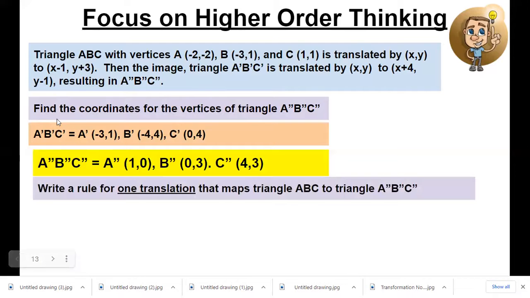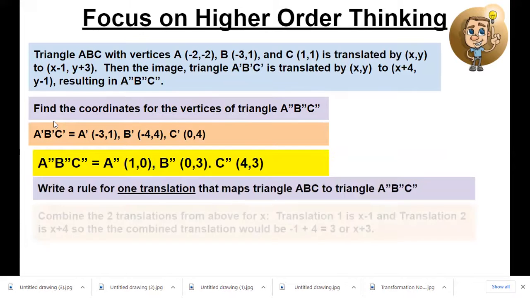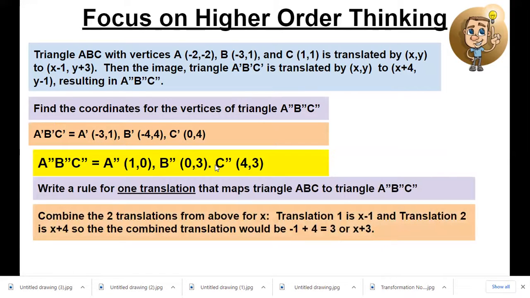Write a rule for one translation that maps triangle ABC, the original triangle, to the second transformed triangle, A double prime, B double prime, C double prime. Is there one translation that would do the trick? There is. If you combine the two translations, translation 1 is x minus 1, and translation 2 is x plus 4. So you combine them. -1 plus 4 is 3. So the two combined translations would end up being x plus 3. So if you just added 3 to the original x's, you would get these, okay?